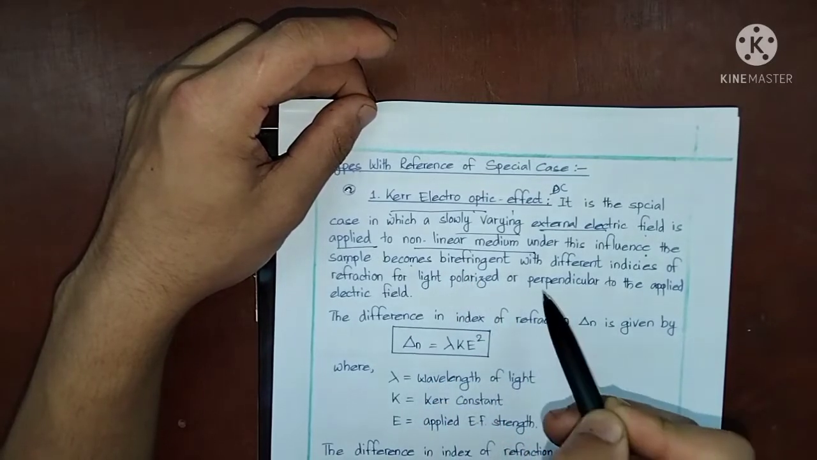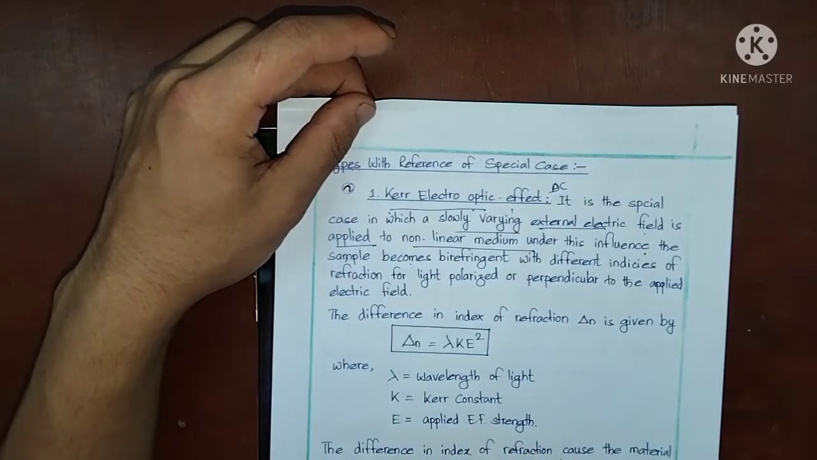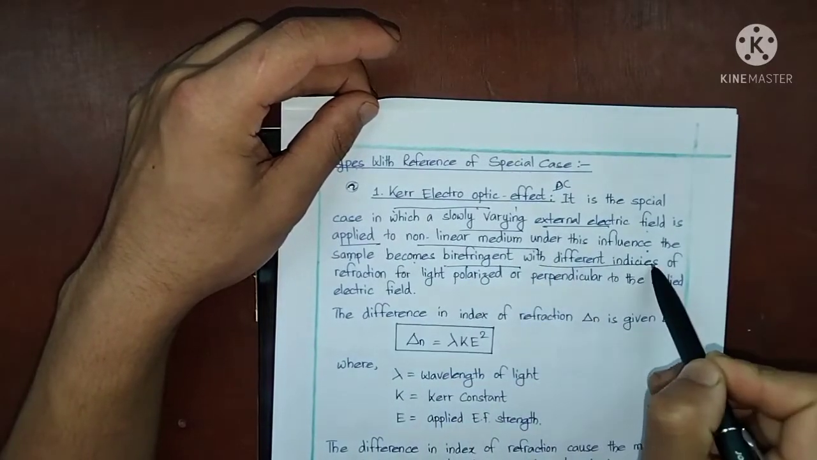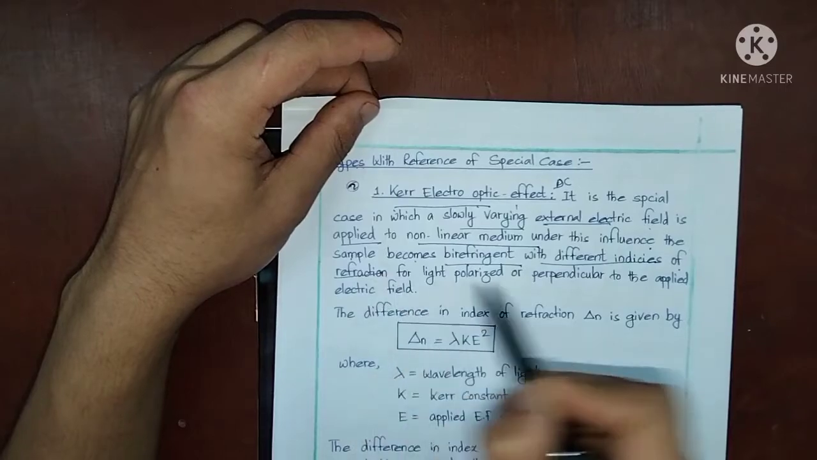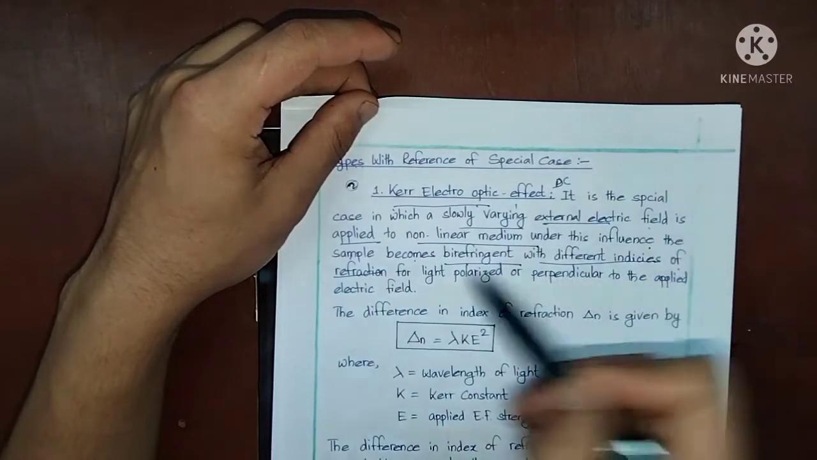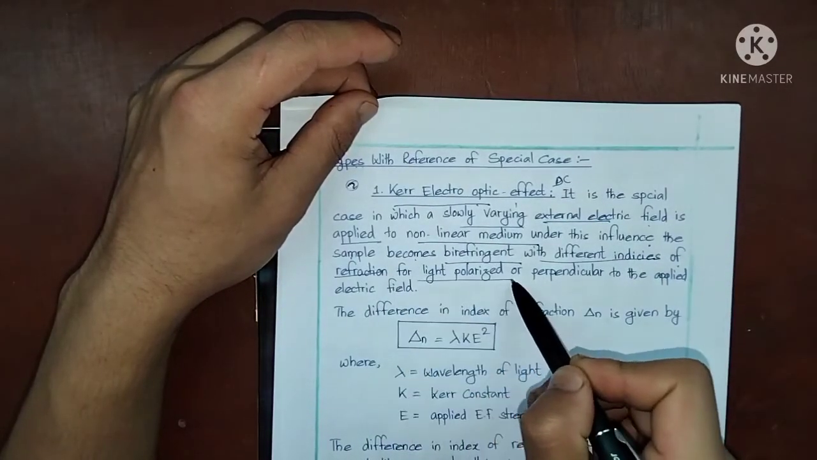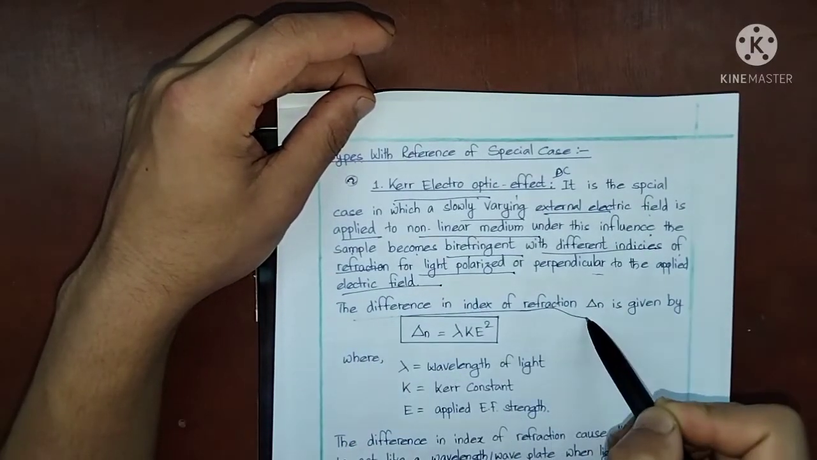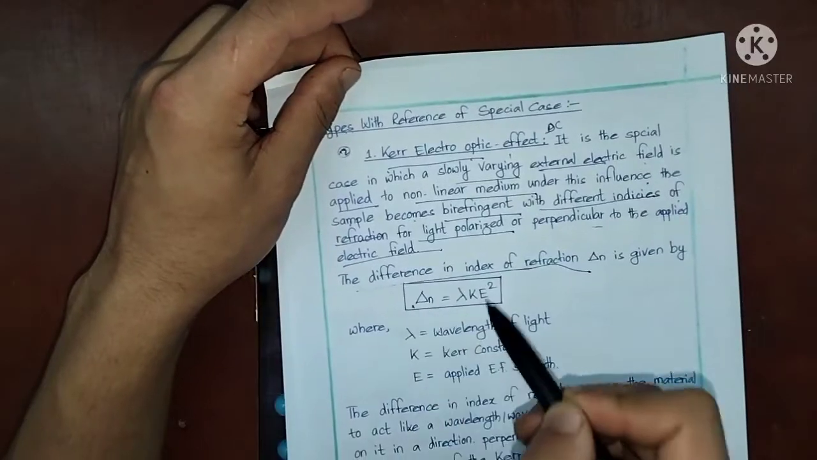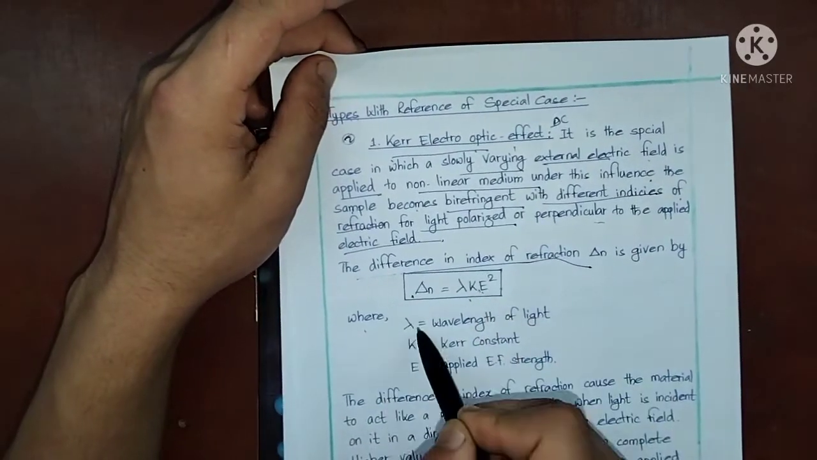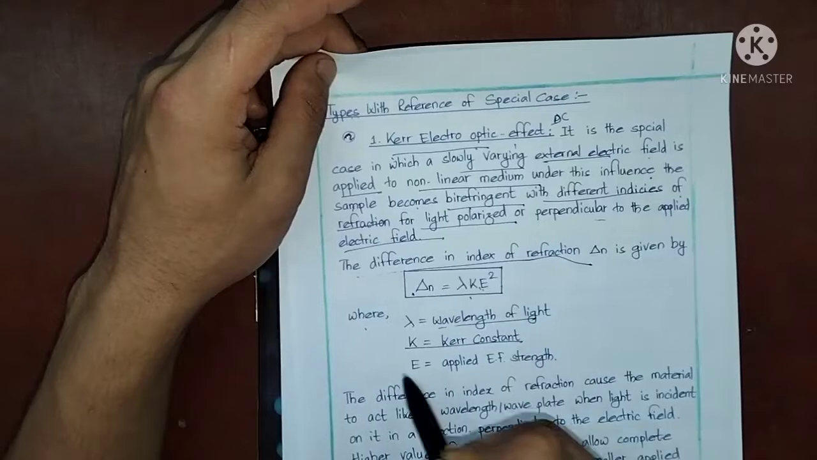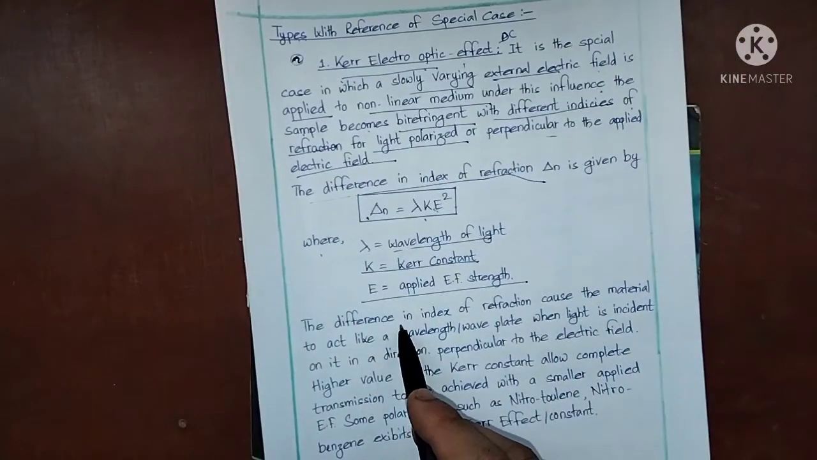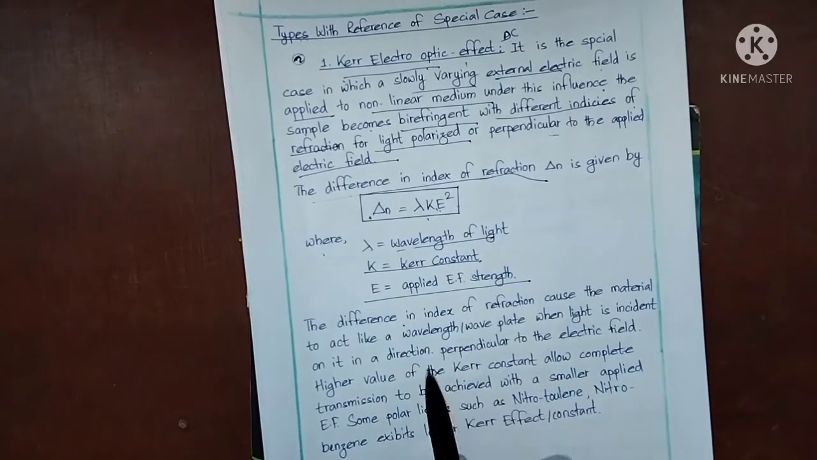That means it acts as a polarizer, with different indices of refraction for light polarized parallel or perpendicular to the applied electric field. The difference in index of refraction, delta n, is given by delta n equals lambda K E square, where lambda is the wavelength of light, K is the Kerr constant, and E is the applied electric field.